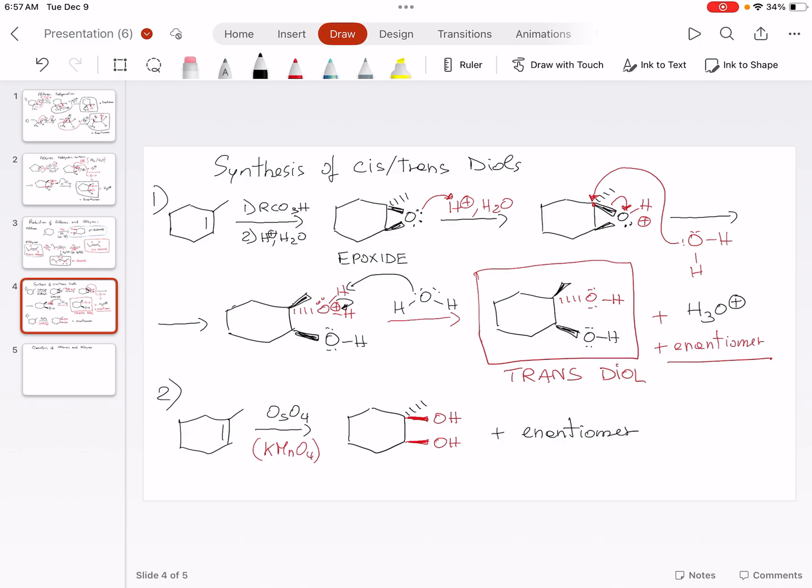So whenever you are faced with questions that ask you how would you make diols, these are the only two sets of reagents being used. Either you make an epoxide first, and then you open it up with water. That gives you the trans. If instead you are aiming to synthesize a cis diol, then you want to use pretty much just either osmium tetroxide or potassium permanganate. Thank you.